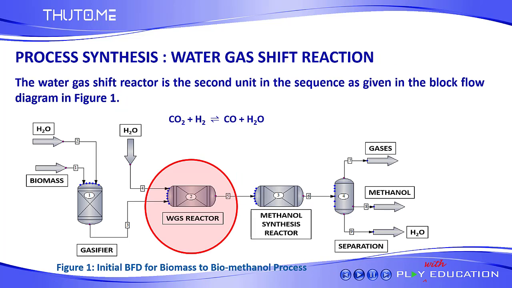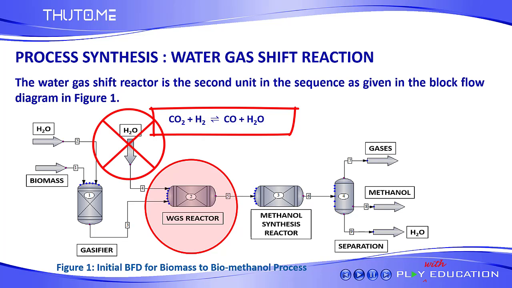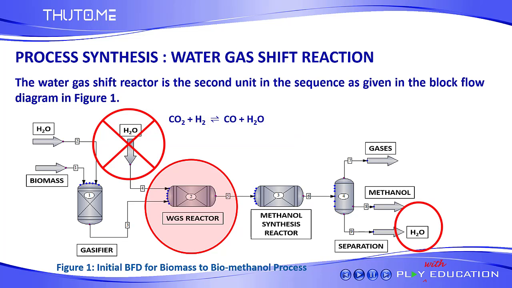The water gas shift reactor is the second in our sequence, or in our block flow diagram. Remember, the reaction is going to occur in the direction of using up CO2 and H2 to produce CO and water. What this essentially means is that there will be no water feed to the water gas shift reactor, because we don't need water in the reaction. However, we need to emphasize that this reaction is going to produce water, so you will need to remove water somewhere downstream.